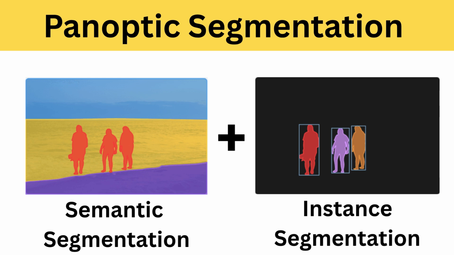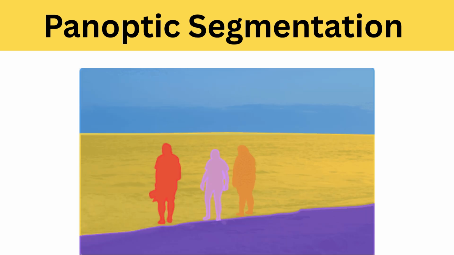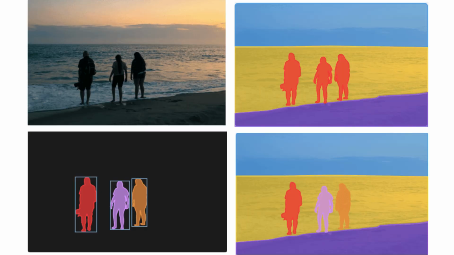Panoptic segmentation is the highest level. It demands full scene understanding. It combines semantic and instance segmentation into one complete, non-overlapping partition of the image. In panoptic segmentation, every single pixel gets both a class label and an instance ID if it is a countable object. For example, the sand is uncountable stuff. It gets a single color, but the three people are countable things and they get their individual instance IDs. The entire image is perfectly segmented, leaving zero ambiguity.